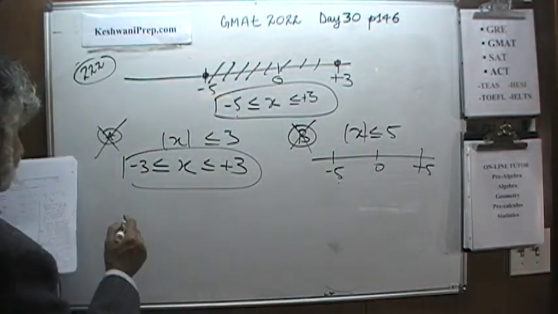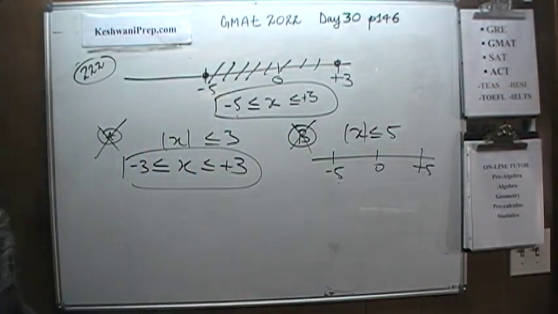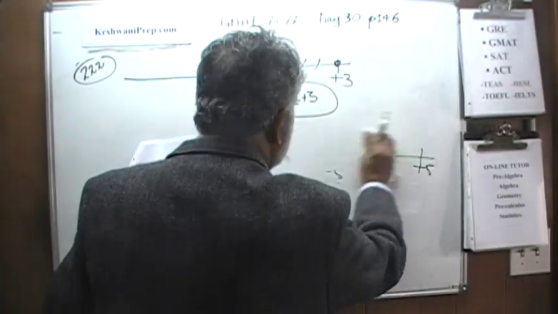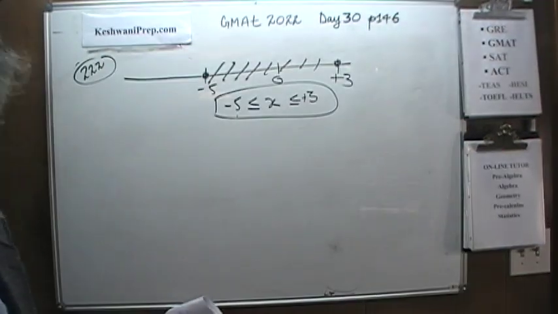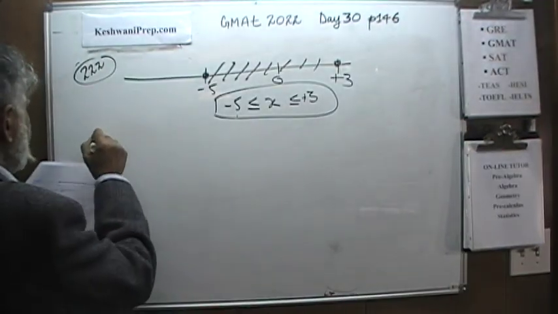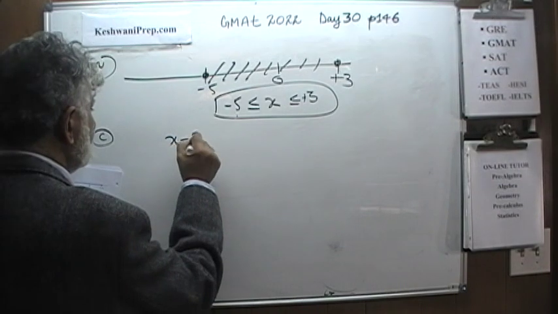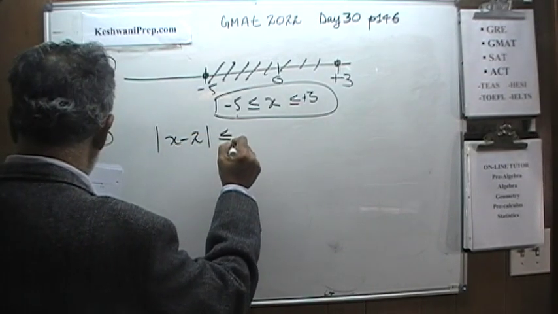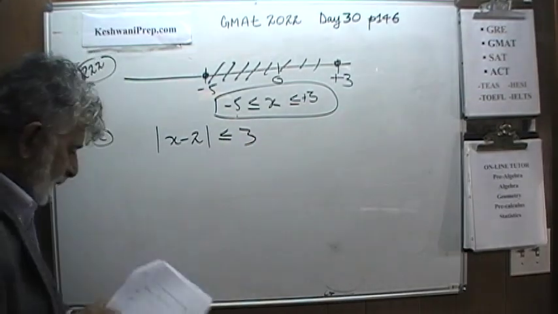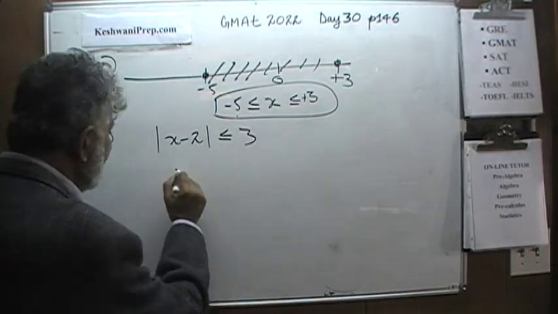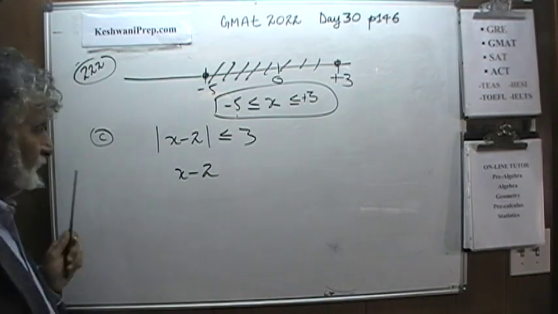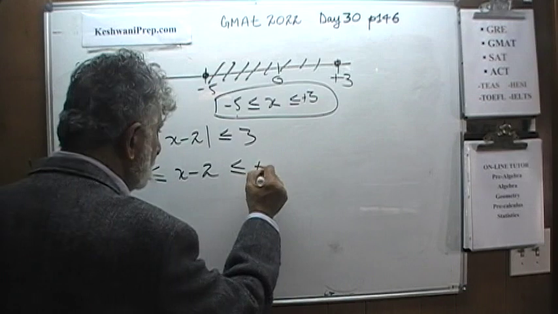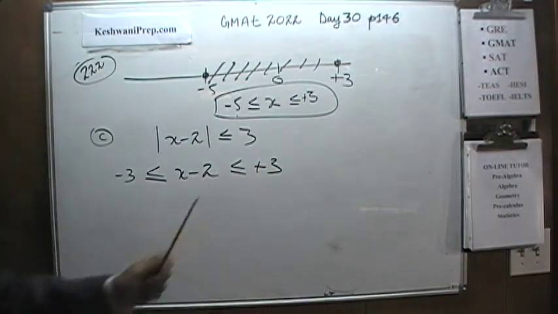Let's look at C. I'm going to erase A and B so that it doesn't get too crowded. And we're going to work through C, D, and E until we get lucky. C says that the absolute value of x minus 2 has to be less than or equal to 3. Let's see what we can do. If that's the case, then x minus 2 would have to be greater than or equal to -3 or less than or equal to +3. It falls between these two things.